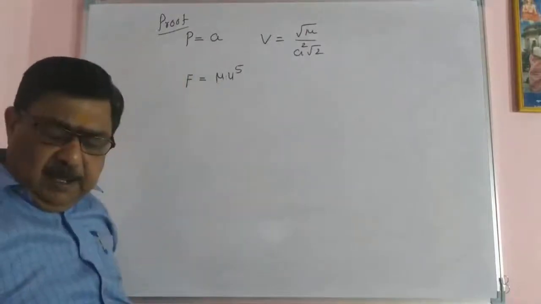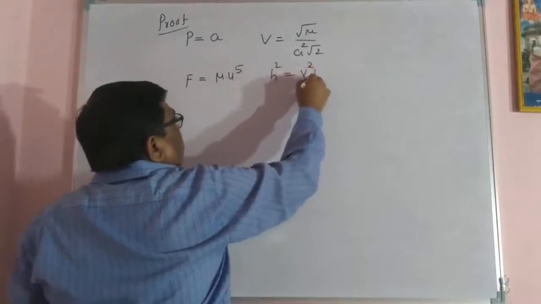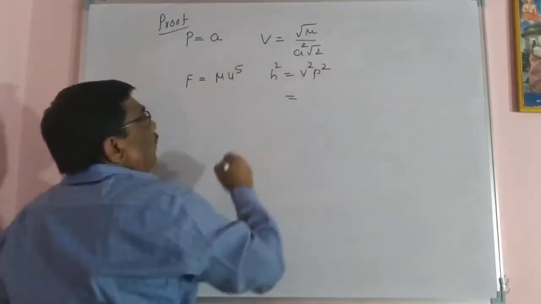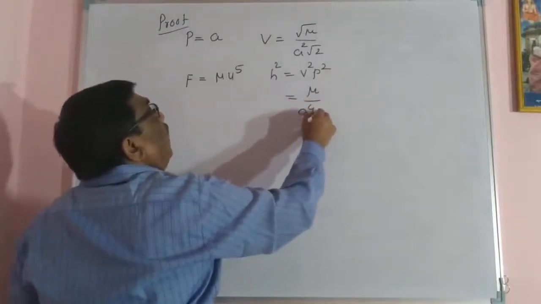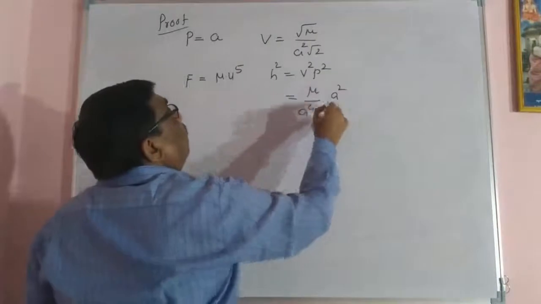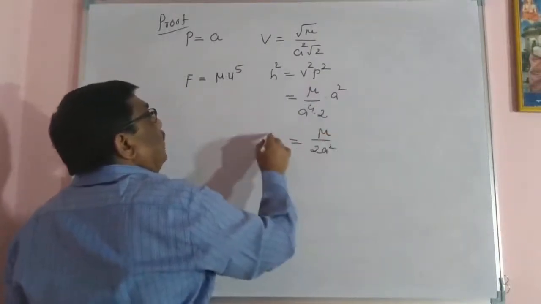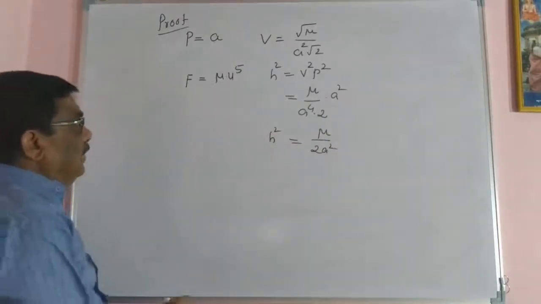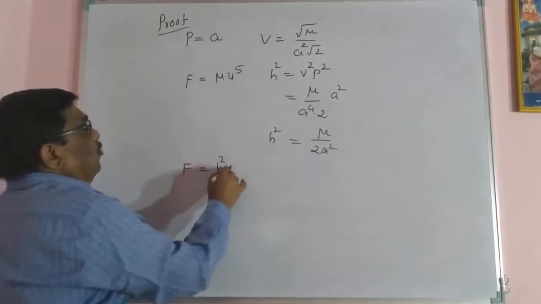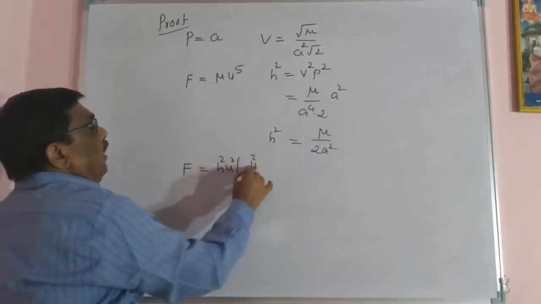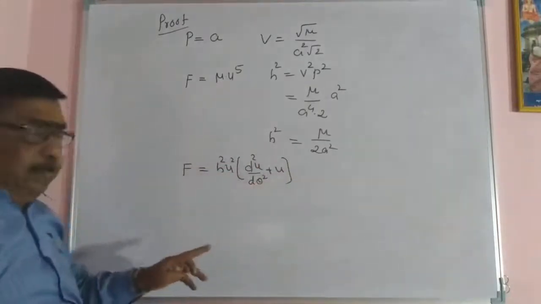For all these examples, first we have to find out h square. I have given you a note: v square p square. V square is mu divided by a raised to 4 into 2 into a square. If I simplify this, mu divided by 2a square. This is h square. And the formula F equal to h square u square into bracket d square u by d theta square plus u. This is the central force formula.